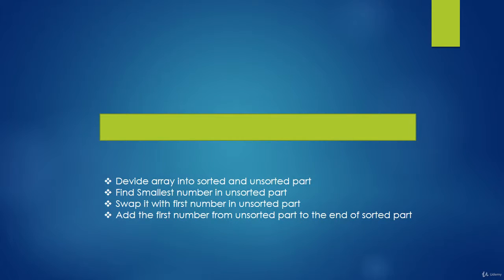Selection sort is probably the simplest sorting algorithm. The idea behind selection sort is simple. Split the input array into sorted and unsorted part, find the smallest number in the unsorted part of the array, and swap it with the first number of the unsorted array. Then we move the first number of the unsorted array and add it to the end of our sorted part.